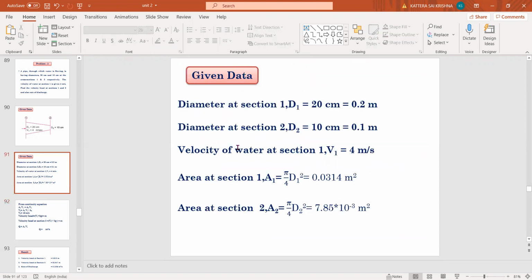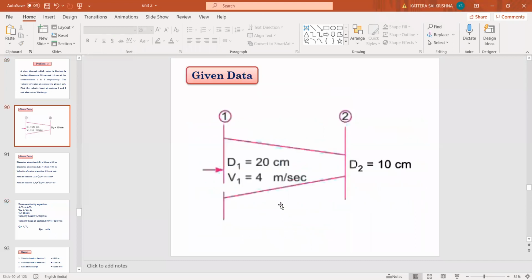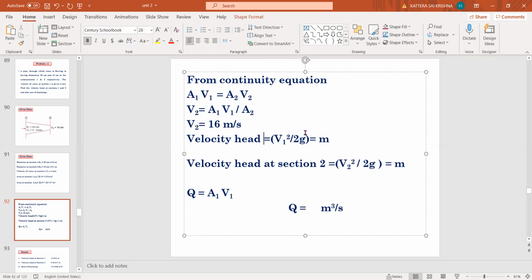So what he asked in the question us to find is velocity heads at both the sections and discharge. So velocity head, if you see from Bernoulli's equation, the total energy is potential head, kinetic head, and datum head. So from there, velocity head is nothing but your kinetic head. So velocity head or kinetic head at section 1 is equal to V1 square by 2g.